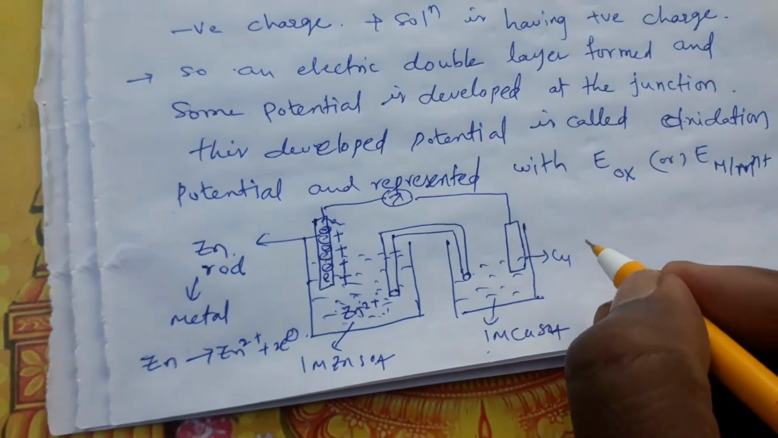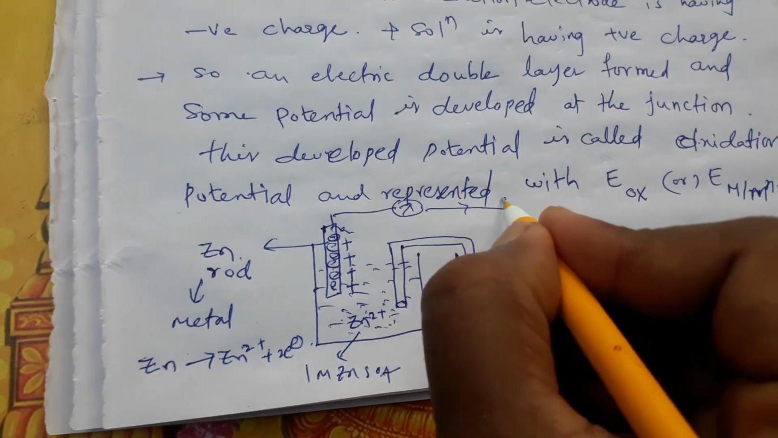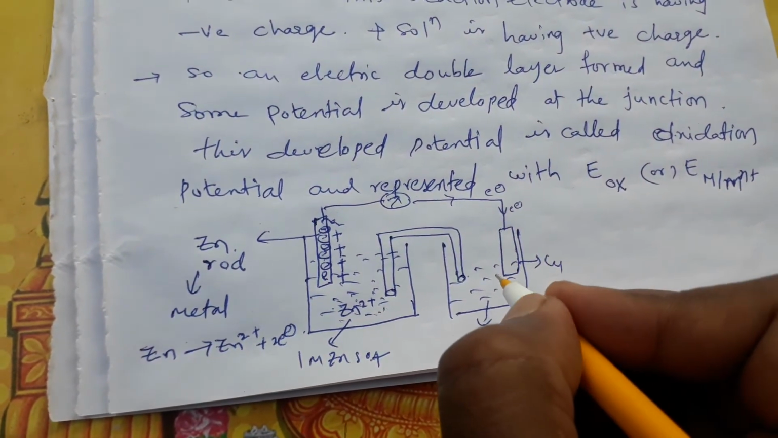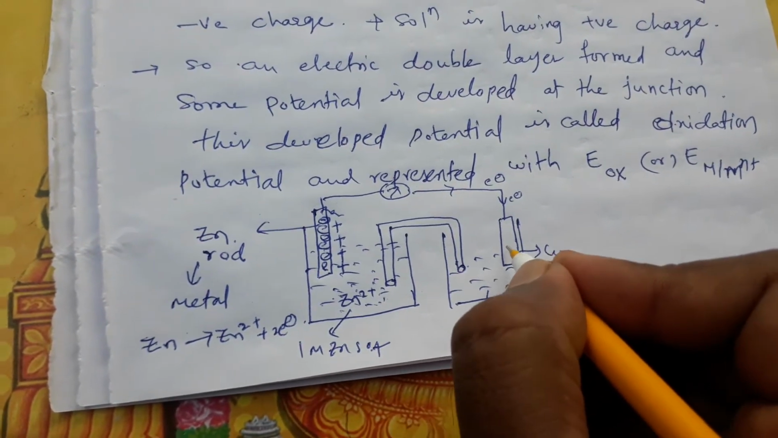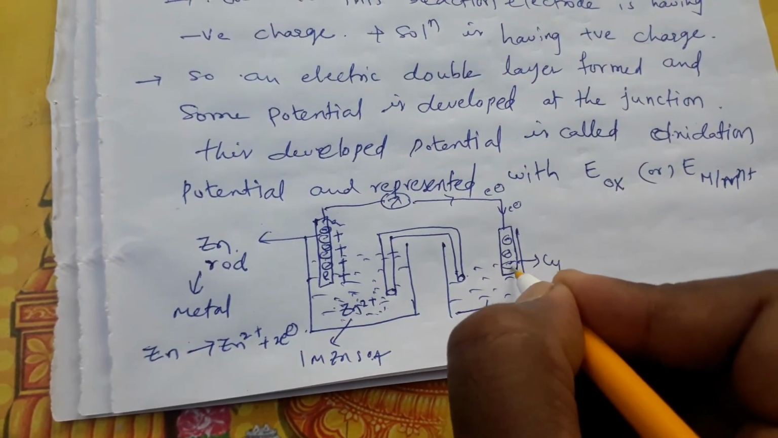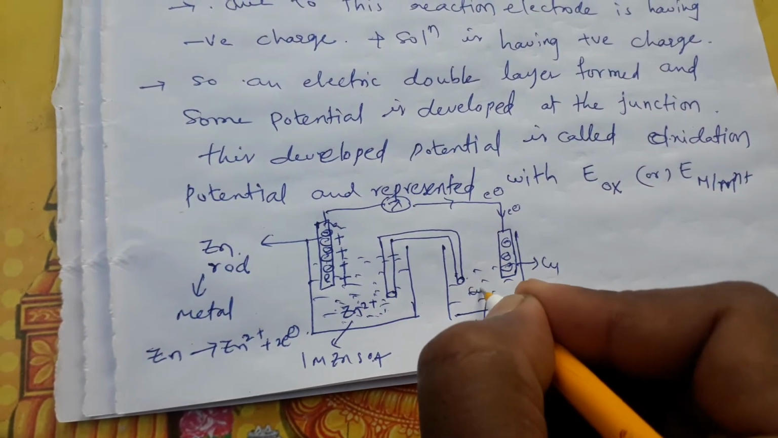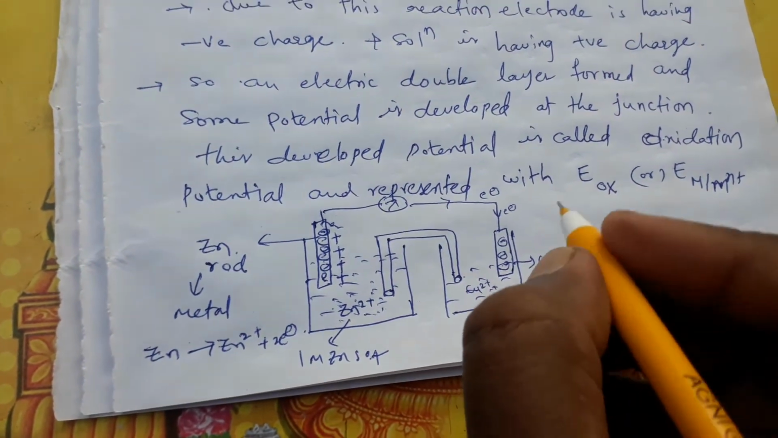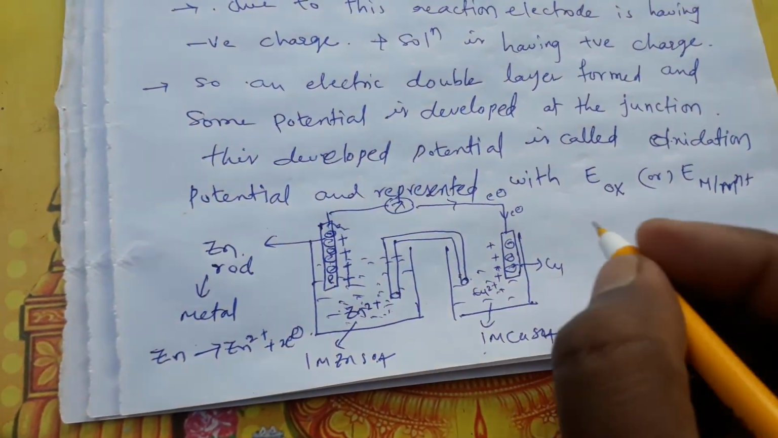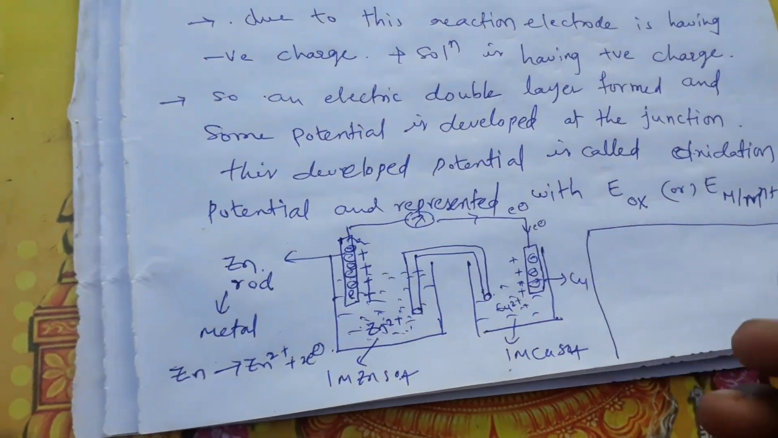If you come to this side, electrons flow in this direction. Whatever electrons are there, here also negative charge is generated. The solution contains a lot of copper 2 plus ions, so there is a positive sign in this solution. Between the positive and negative sign, an electrode potential is generated. That potential we will call it here.